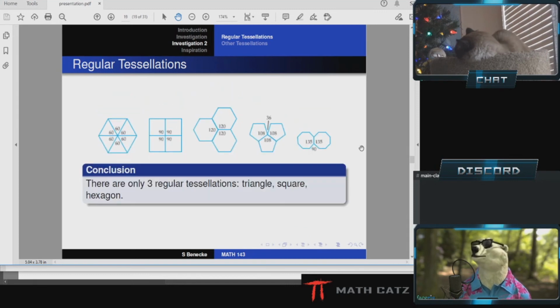So the only regular tessellations that are possible is that of the triangle, the square, and the hexagon. Because of what the interior angles are and my requirement to use one shape only over and over, I cannot use any other regular polygon. There are only 3 regular tessellations.